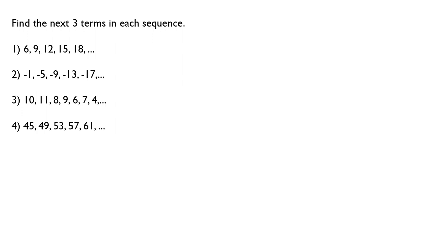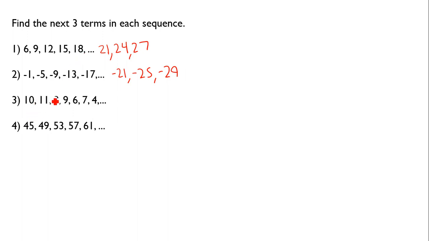All right, so hopefully in this one you notice that we are just adding 3 each time. And so each time we're going up by 3, so that should be 21, 24, 27. This one it appears that we are going down by 4 each time, so negative 21, negative 25, and negative 29.